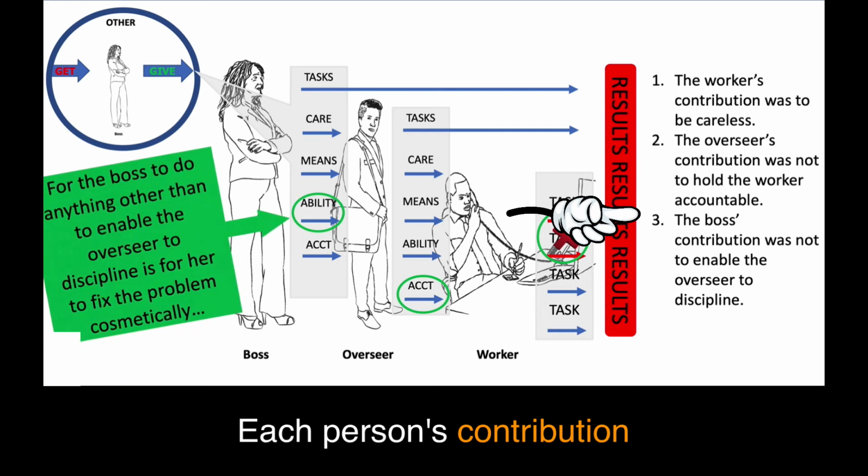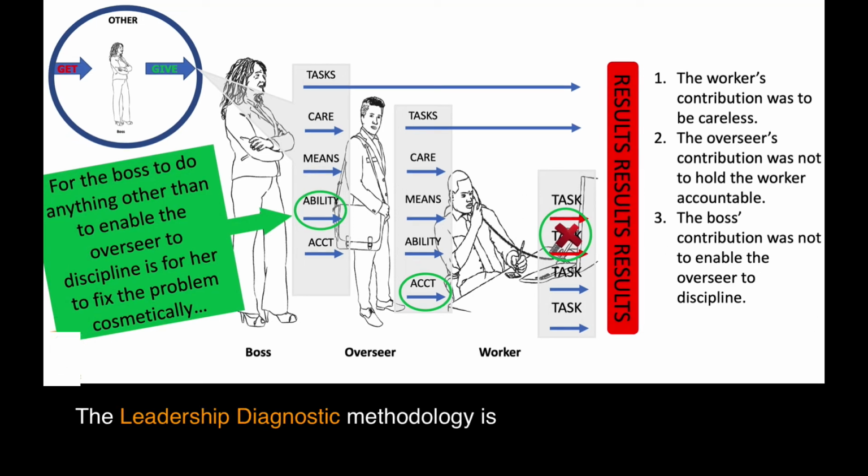The critical point about this is that for the boss to do anything other than enable the overseer to discipline, in this instance, would actually only fix the problem cosmetically. It's not good enough for her to intervene and impose a control mechanism just to get the worker to do the thing right. We have this leadership diagnostic methodology that is concerned with unpacking a problem like this.